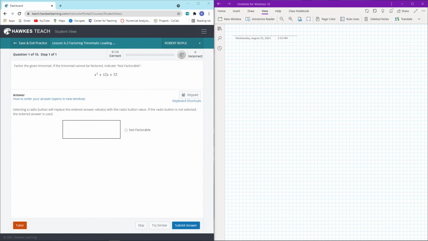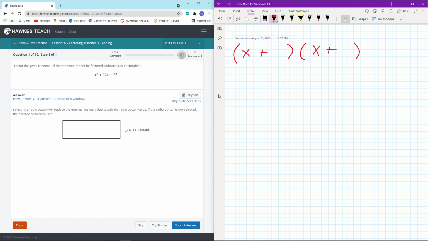Okay, so here we are. Here we want to factor x squared plus 12x plus 32. So notice that we have a plus here and a plus there. That basically tells us that our answer is going to look like x plus something times x plus something else. So we want to find all of our positive factors of 32, and we want to find the ones that actually will sum to 12.